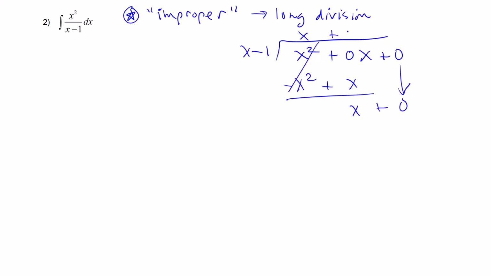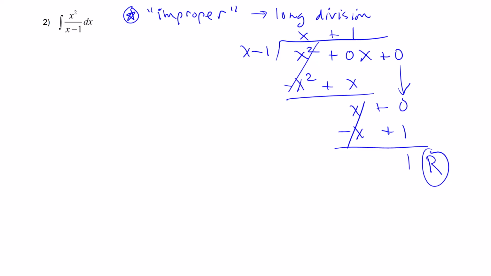X times a positive 1 will give us x. And then we multiply back through with that 1 to the divisor terms, giving us x minus 1. Now we change the signs and add again to subtract. The x minus x will cancel. Those vertically line up. And then we have 0 plus 1, which of course is just 1. Now, that 1 is the remainder, and typically this would happen in long division.